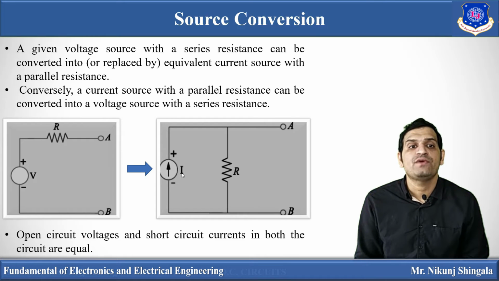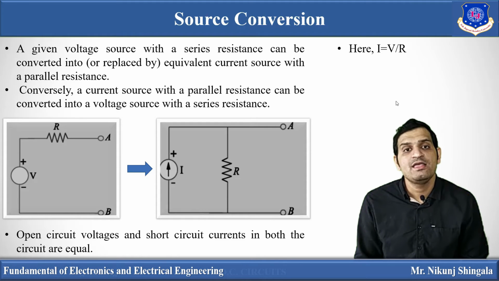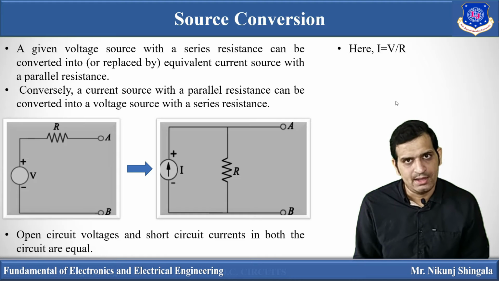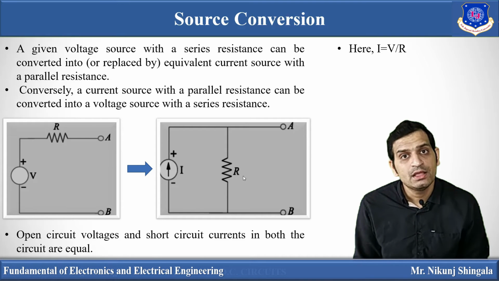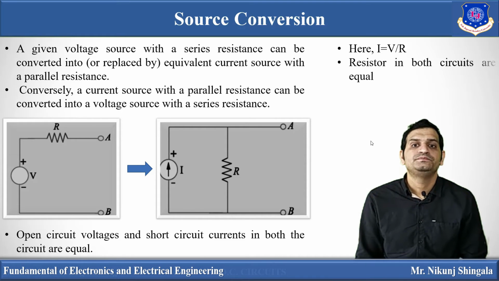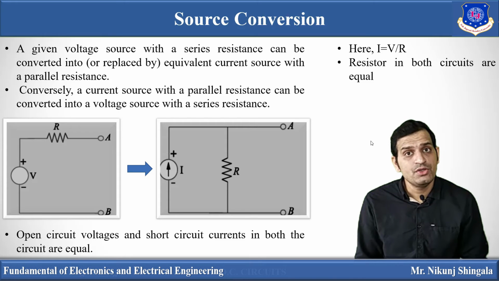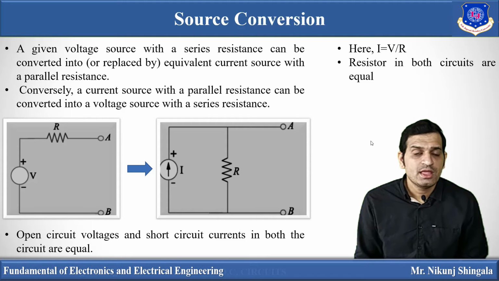Now what is the value of I? Resistance R is equal in both cases. So here I is equal to V divided by R. This is how you can convert a voltage source in series with a resistance into a current source in parallel with the resistance. Here the resistance, as I told you, is equal in both cases.